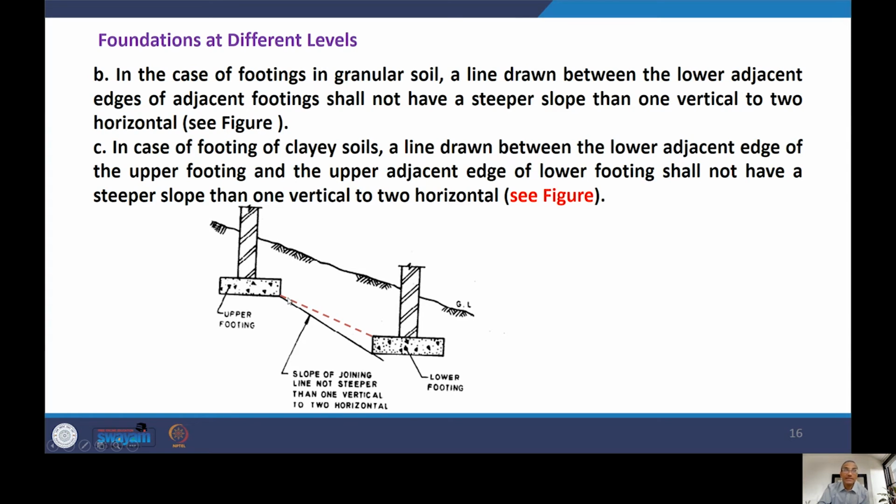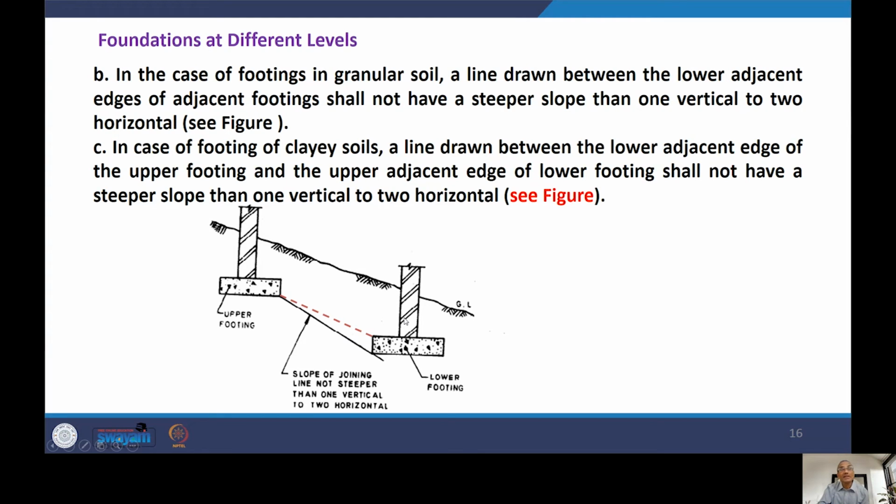But in case of clay, you will connect the lower edge and the upper edge. Then it is expected that this slope will be lower than the earlier one, but still its value should not be more than 1 vertical to 2 horizontal. So this black line is for granular soils, while the red line is for clay soils. So this is a requirement when you have 2 footings on the slopes, adjacent footings, which are at different levels. This is at one level and another.